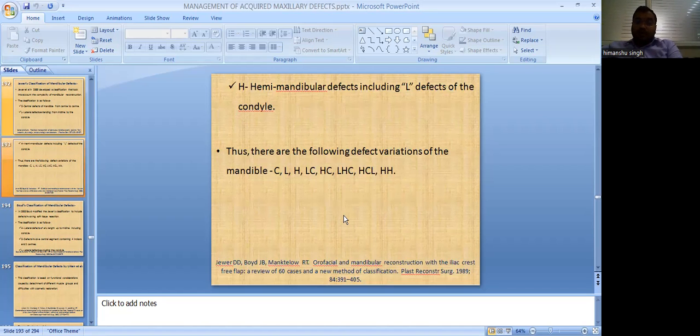H. Hemimandibular defects including L defects of the condyle. Thus, these are the following defect variations of mandible: C, L, H, LC, HC, LHC, HCL, HH.